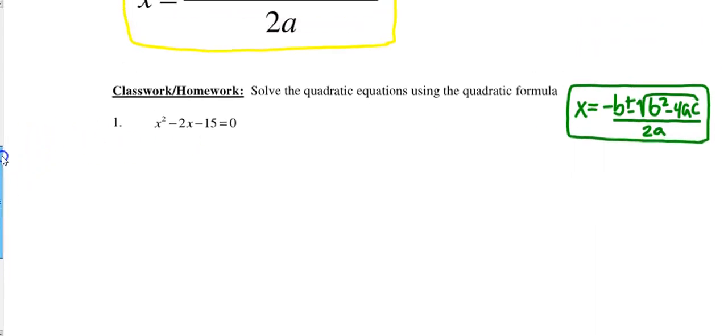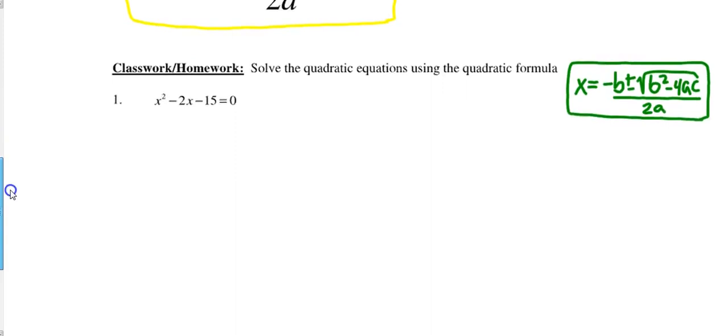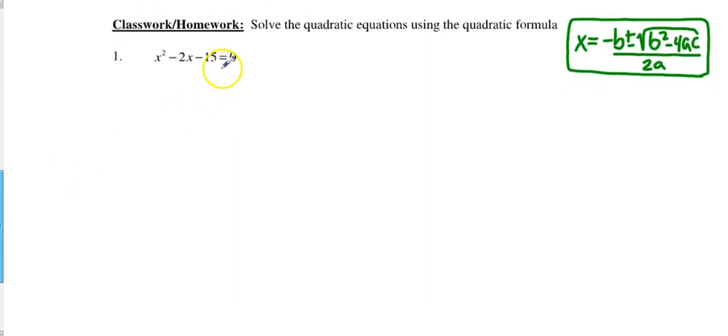I also want to remember that we just wrote an important little note that said the equation must be equal to 0 before we can identify a, b, and c and keep going. So let's check. In number 1, is this set equal to 0? Yes, so I'm good to go. Let's identify a, b, and c. To be able to identify a, b, and c, when I see this equation in my brain, I need to think ax squared plus bx plus c equals 0. Where a, b, and c are the coefficients.